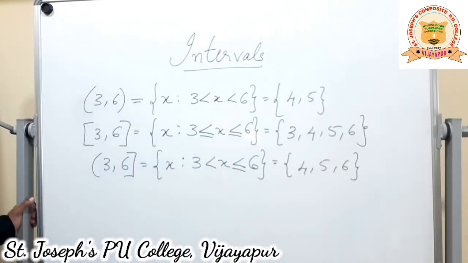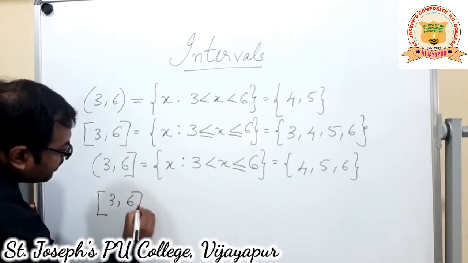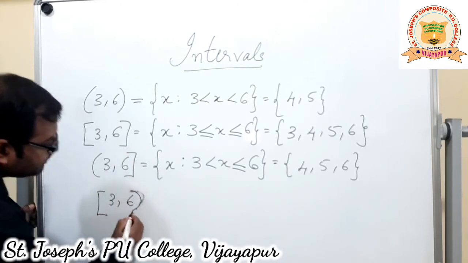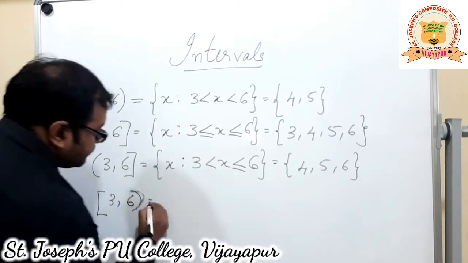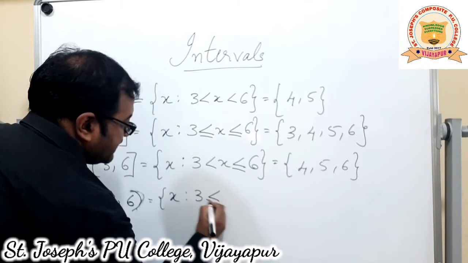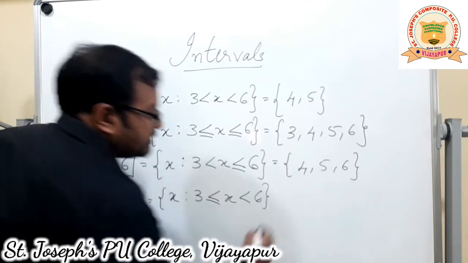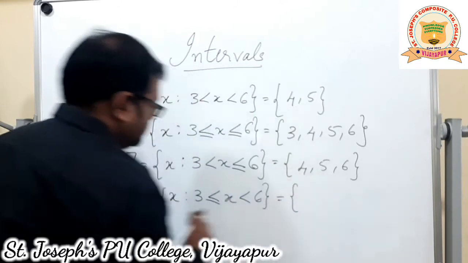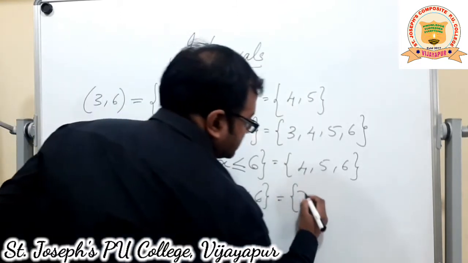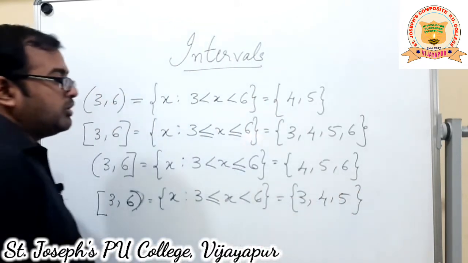Let us go for the last type, that is semi-closed. [3, 6), open on the other side. In this case, what can you say about x? It is 3 ≤ x < 6. What is the change here that we can see? The lower limit is included as 3, 4, 5, but the upper limit will not be seen here.